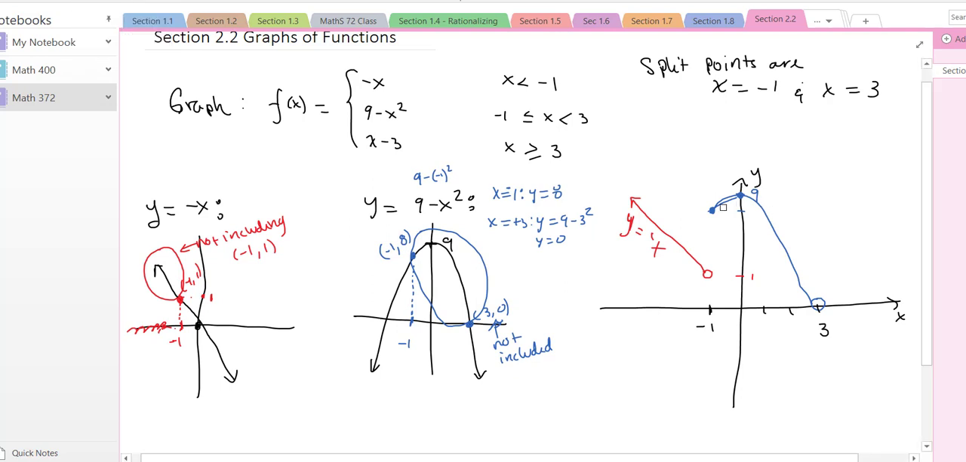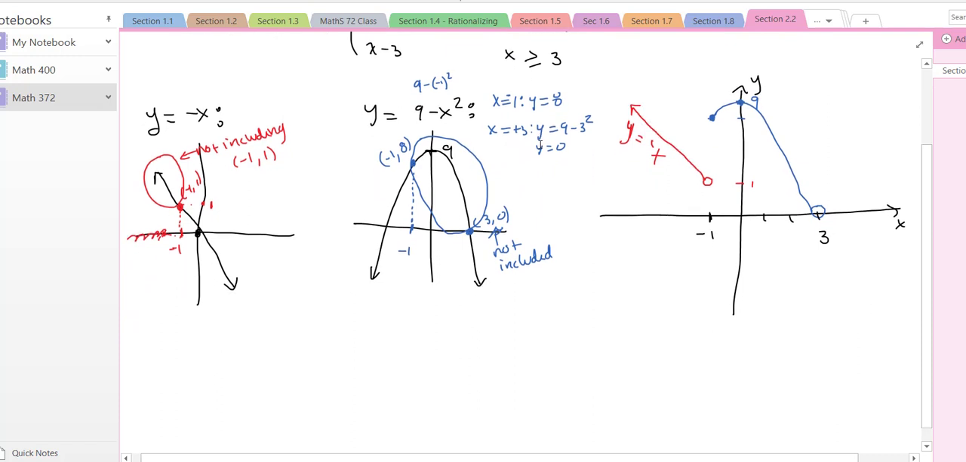And so hopefully your graphing skills on the tablet are better than mine. But this is what our parabola kind of looks like. And then the last piece is the line y equals x minus 3 for when x is greater than or equal to 3. So we will get to include that one. So the third piece is the line y equals x minus 3.